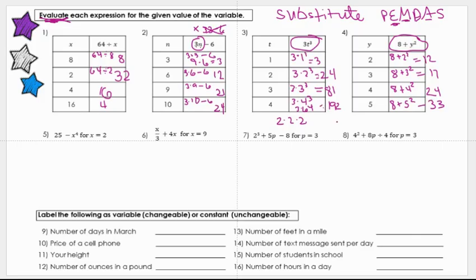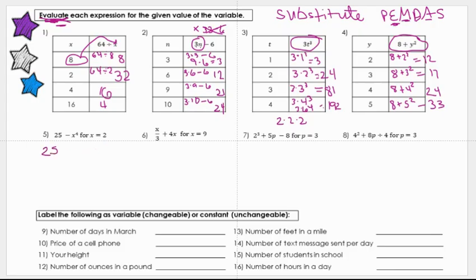Okay. So in each of these cases, we were evaluating and basically simplifying, which is another term we can use for finding the value of an expression. Evaluating or simplifying by substituting each number in place of the variable. All right, we'll do a couple more.